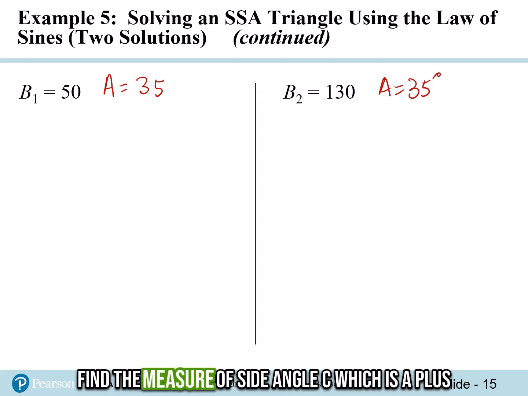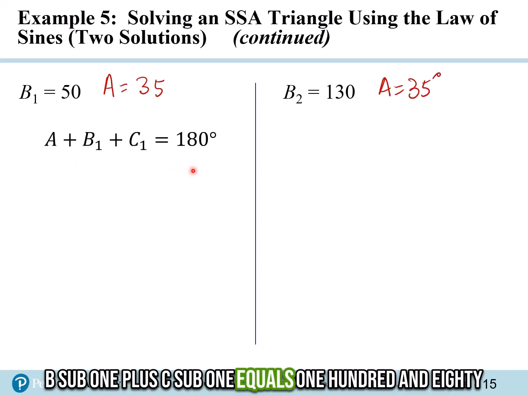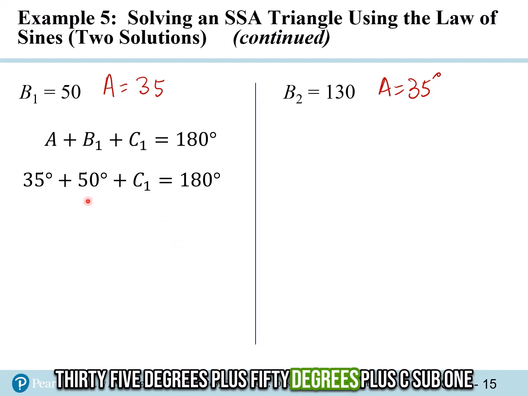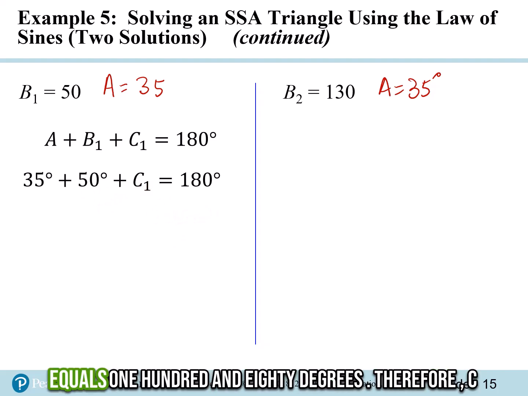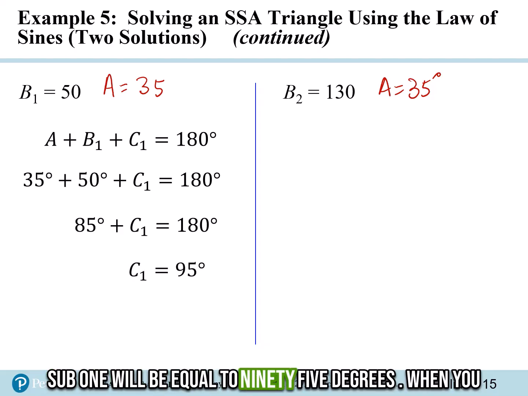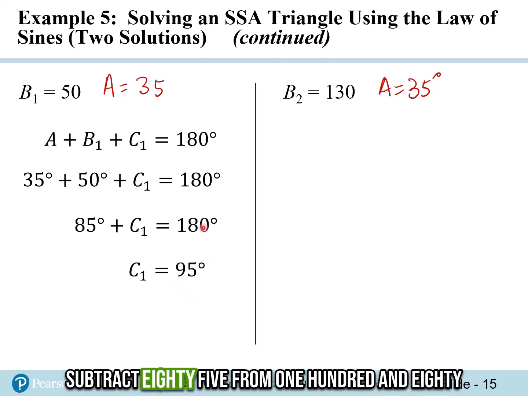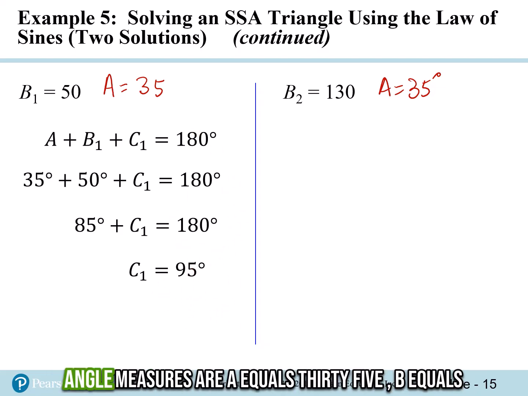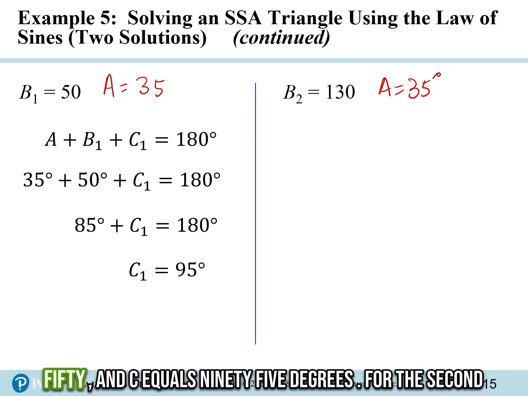We have to find the measure of angle C, which is A plus B sub 1 plus C sub 1 equals 180 degrees. Plug in the values that we know: 35 degrees plus 50 degrees plus C sub 1 equals 180 degrees. Therefore, C sub 1 will be equal to 95 degrees. When you subtract 85 from 180 degrees, you get 95 degrees. Therefore, the angle measures are A equals 35, B equals 50, and C equals 95 degrees.